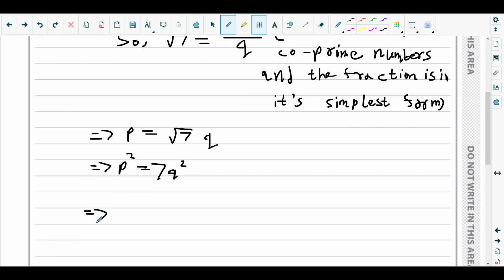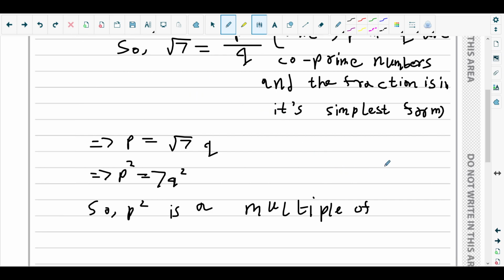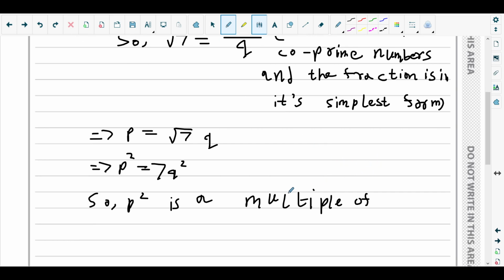So then what can we say? Look, we got P squared equals 7Q squared. So P squared is a multiple of 7, right? Is a multiple of 7. The things I'm doing right now are basically algebraic workings. I'm considering the opposite thing as true, and doing the algebraic workings, and we will see whether it goes towards something that is impossible or not.